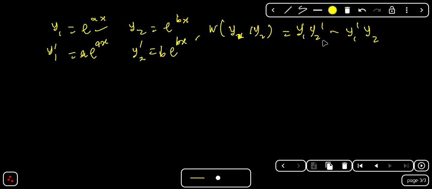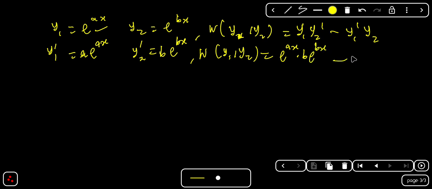Now, apply this formula right here. We have the Wronskian of y1, y2. This is going to be equal to y1, which is e raised to the power of ax, multiplied by y2 prime, which is b multiplied by e raised to the power of bx.